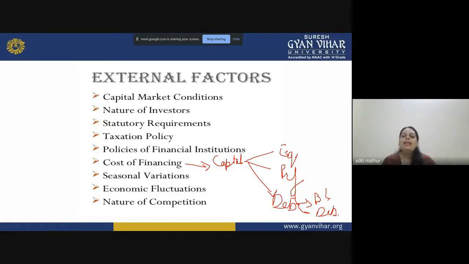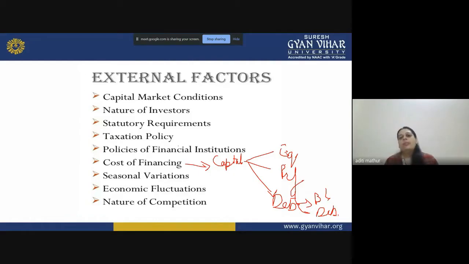So definitely I will like to have my product with lots and lots of advertisement, giving lots and lots of new variants, coming up from time to time with new types of activities to engage the people, right? So for that also I need money, and for that also my capital structure will be affected. So the nature of competition matters in that sense also.